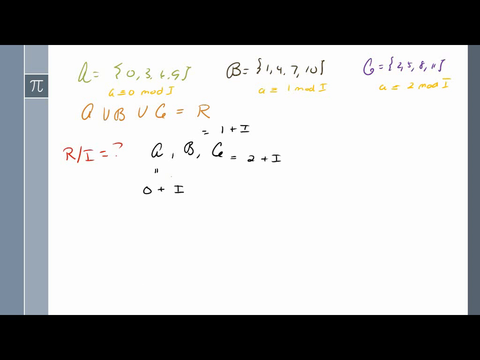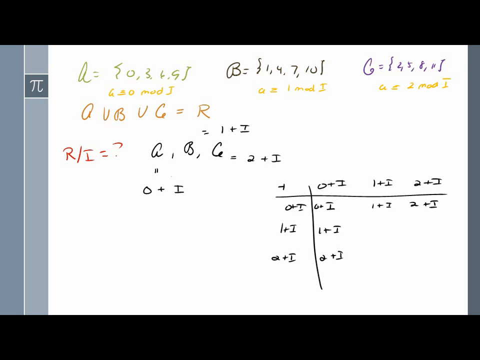What is in R slash I? Well, it is A, B, and C, which you can express as this was 0 plus I, this was 1 plus I, and this is 2 plus I. That's the way they're writing it in the formulation in your book. Those are the elements of your factor ring. Just like the elements of your factor group or cosets, the elements of your factor ring are these equivalence classes.